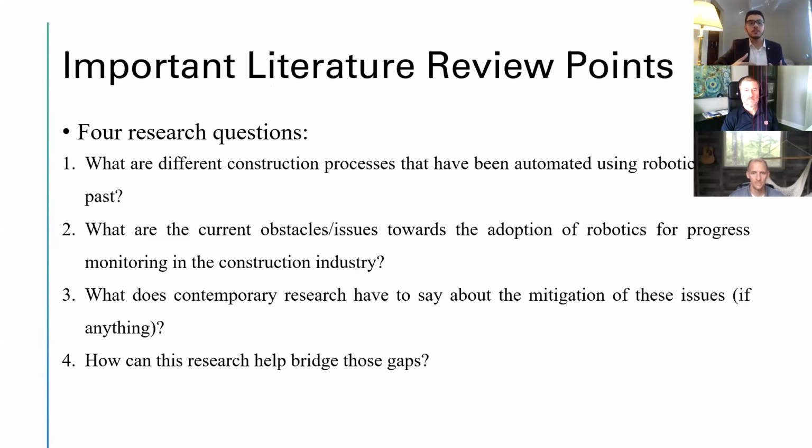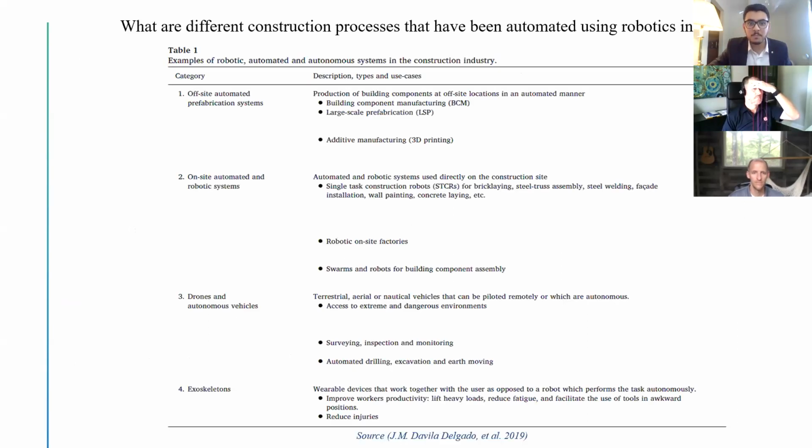So the first 3 points were basically what we got out of the literature review. The last point was trying to put all that together to eventually get to this research and to find a gap that we could work on. So one of the first most important things: what are the different construction processes that have been automated using robotics?